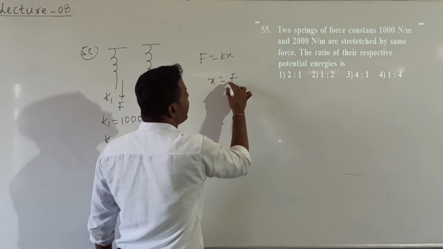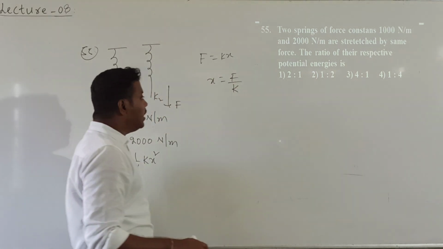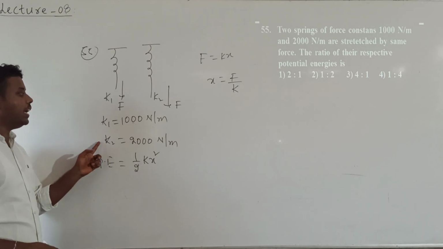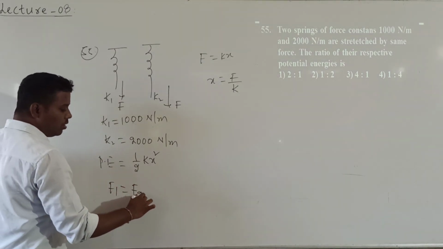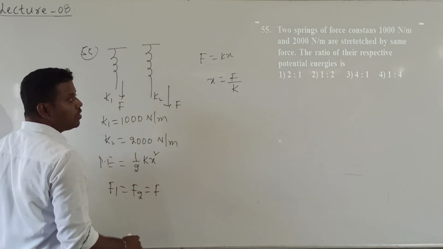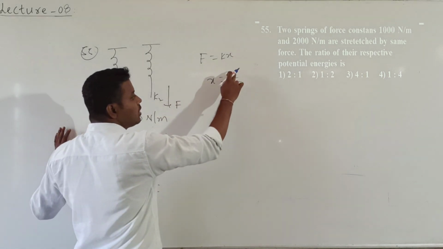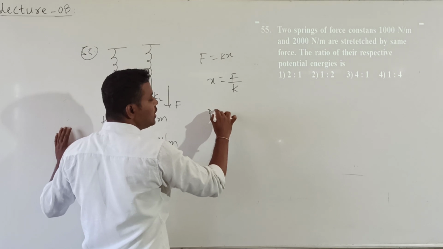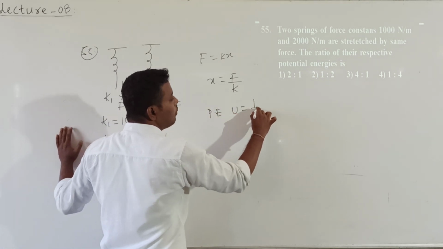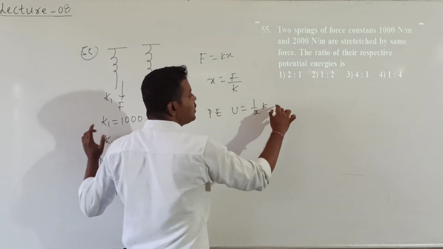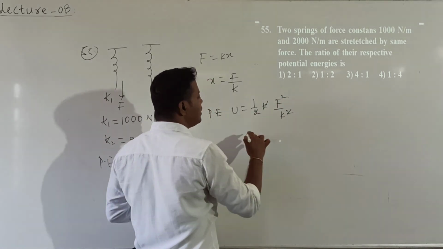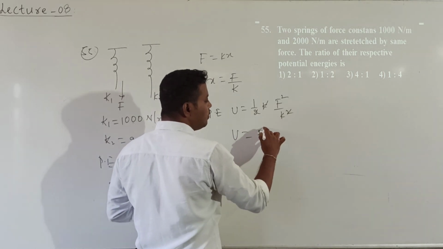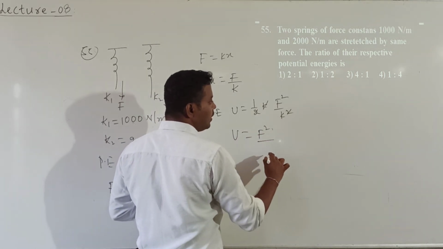x is equal to F divided by K. Here they have given the K values, and the F value is the same. So F1 is equal to F2 is equal to F. The same force is applied, so x is equal to F by K. Then what happens to the potential energy? U is equal to 1 by 2 into K into x square, where x square is F square by K square. So K cancels, and U is equal to F square by K.